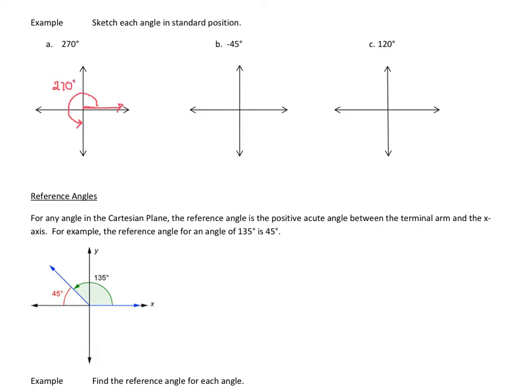Now the next example asks us to plot an angle of negative 45 degrees. When that happens, it seems quite curious to have a negative angle. What on earth does that mean? The negative is indicating that we need to rotate in the opposite direction. Okay, so when dealing with a question like this, let's just make a side note here. The negative means rotate clockwise.